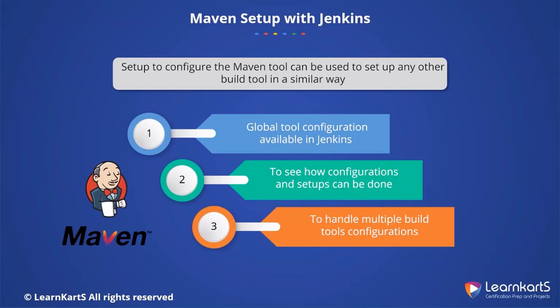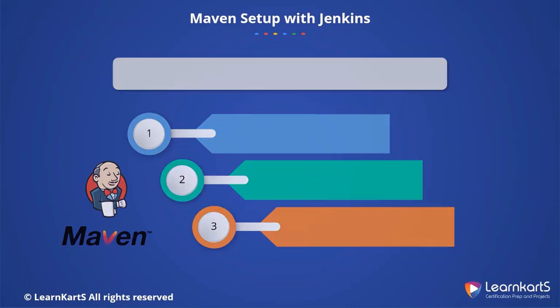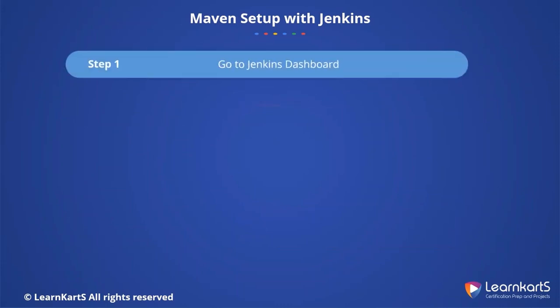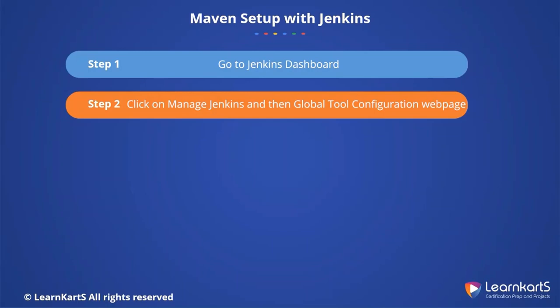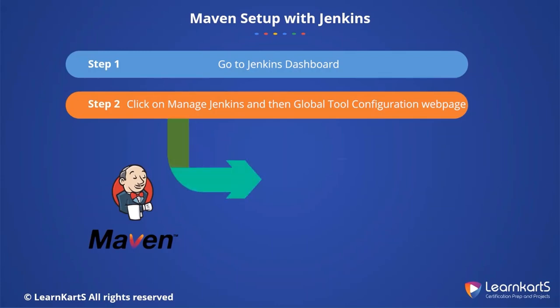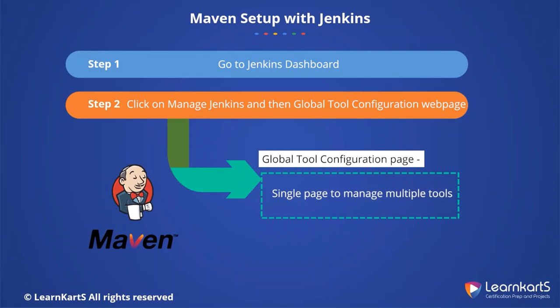So when it comes to the Maven configuration, what we can do is go to the Jenkins dashboard. You can just go to the Jenkins GUI, and from there you can go to Manage Jenkins. From Manage Jenkins, you can provide what global tool configurations you want to do. So you go to Manage Jenkins, and from there you can access the global tool configuration web page.